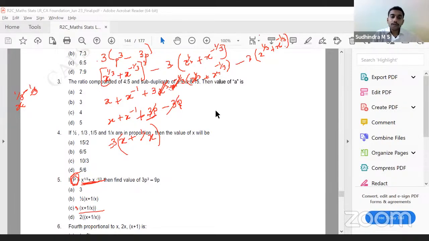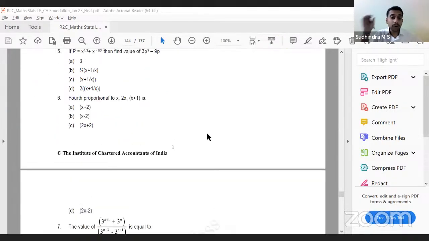Question number 6. Fourth proportional to x, 2x, x plus 1. Easy. Option C. 2x plus 2 is the right answer. So for the fourth proportional, they have given us x, 2x, x plus 1. The fourth proportional is not given. We have to find out that product of extremes is equal to product of means. So 2x into x plus 1 is equal to x into the fourth proportional.